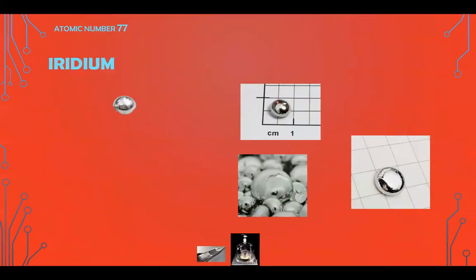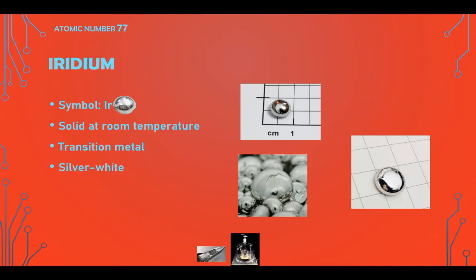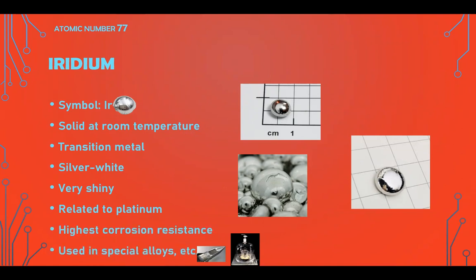Iridium, which is also one of my favorite elements. Here's why. Iridium symbol is Ir. It is a solid at room temperature. It is a transition metal. It's pretty rare, like osmium. Iridium is silvery white and very, very shiny. Iridium is related to platinum, because platinum is the next element now. Regardless, iridium has the highest corrosion resistance of any other element, and it is used in special alloys and other things.